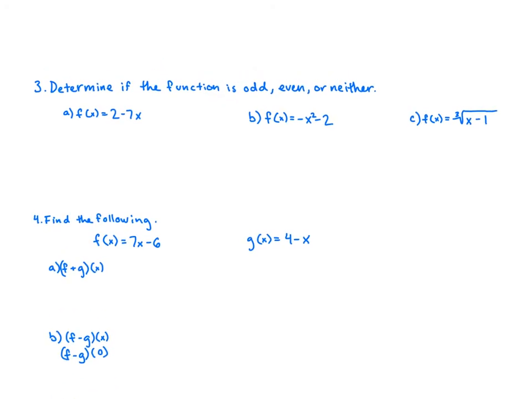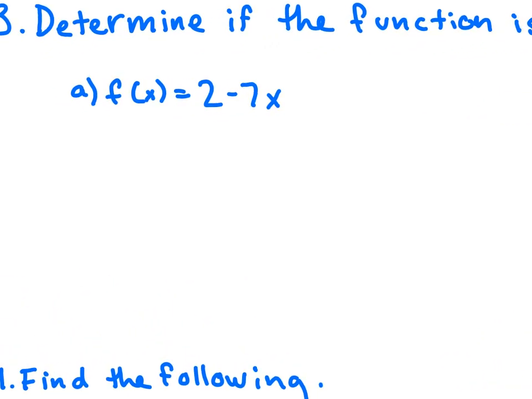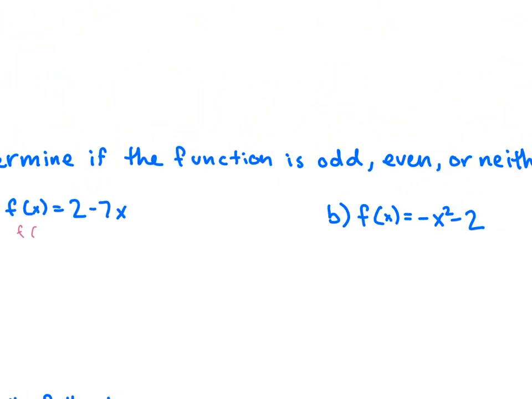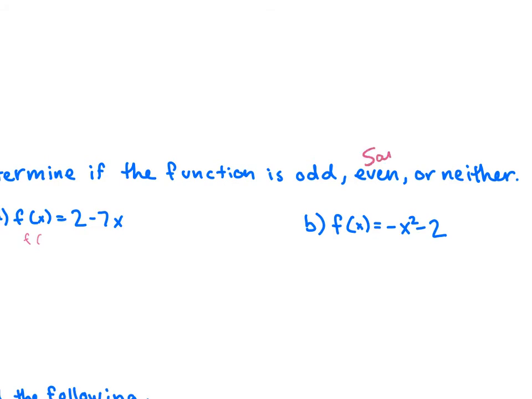All right, here we have determine if the function is odd, even, or neither. So again, for even, odd, or neither, we plug in a number and its opposite. If we get the same thing, it's even. If we get opposites, it's odd. And then if they are totally different, then it's neither.